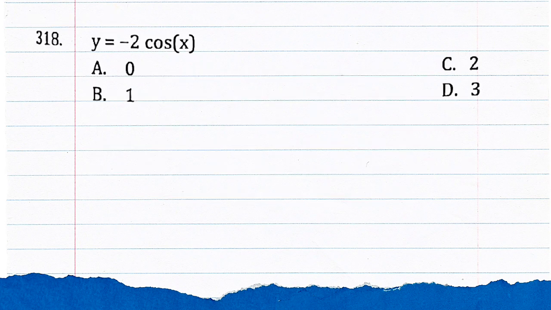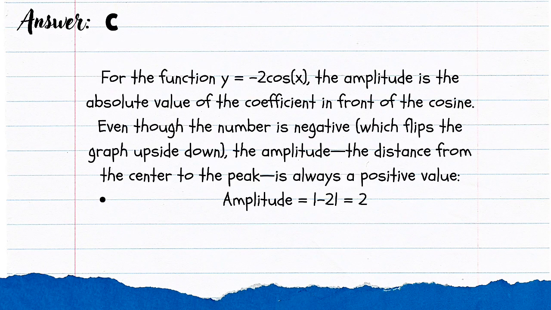Question number 318. Y equals negative 2 cosine x. And here are the choices. Letter A, 0. Letter B, 1. Letter C, 2. Letter D, 3. And the answer is letter C.